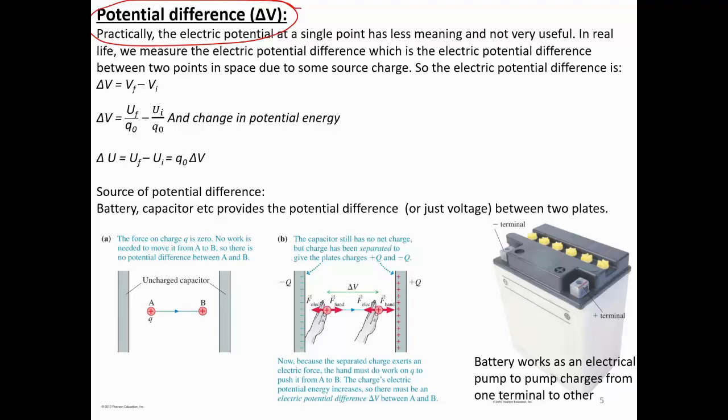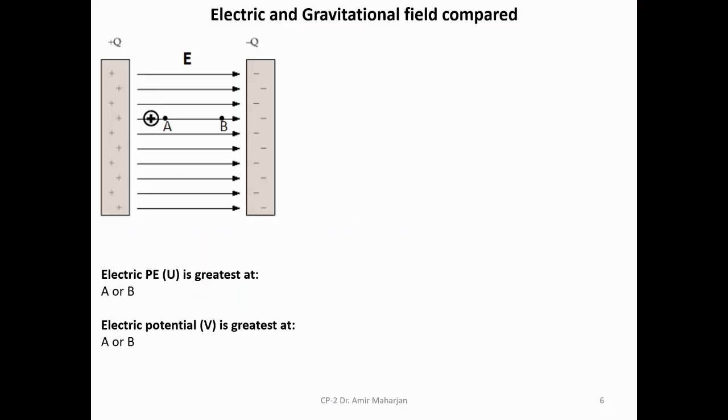So what is potential difference? Potential difference is the electric potential difference between any two points. So delta V is V final minus V initial, and that is all. So the energy change is just Q times delta V. In reality, you can see batteries; these batteries provide the potential difference. So if you connect the battery to, say, a capacitor, that adjusts the potential difference.